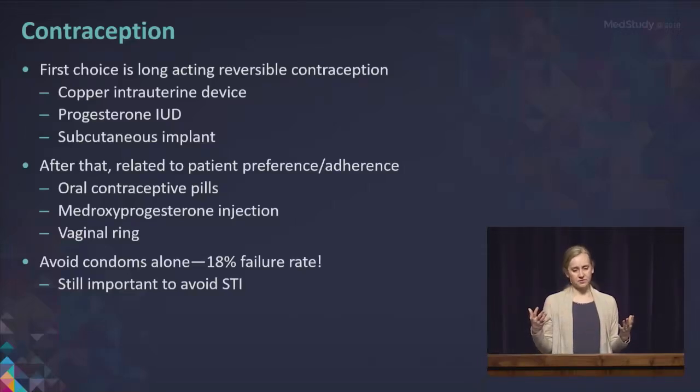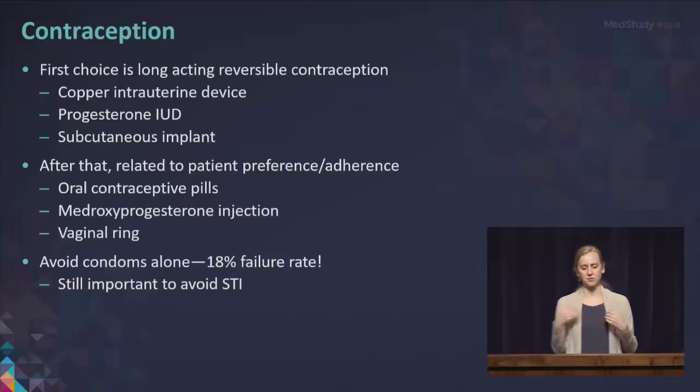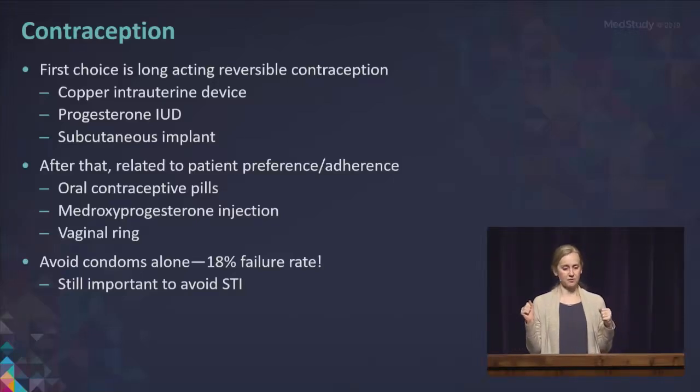If we can't do any of those three, then we move on to just whatever the patient prefers, whether it's pills or the medroxyprogesterone injection or the vaginal ring, because if she likes it, she's more likely to be adherent. Remember, condoms alone have an 18% failure rate.